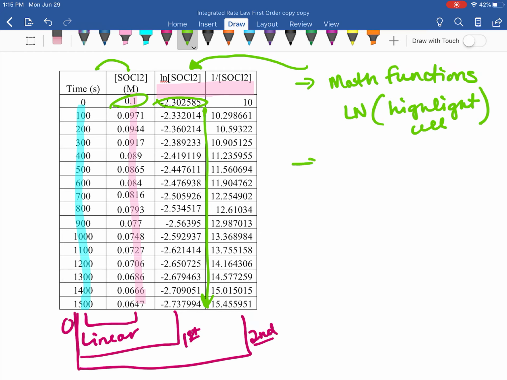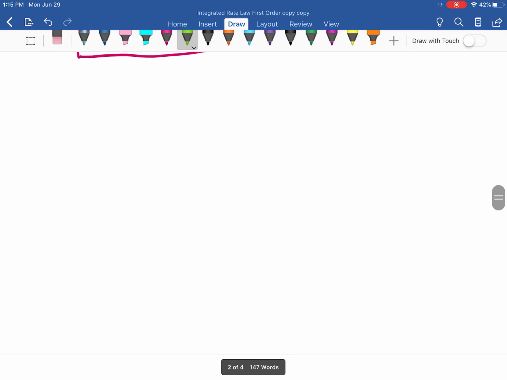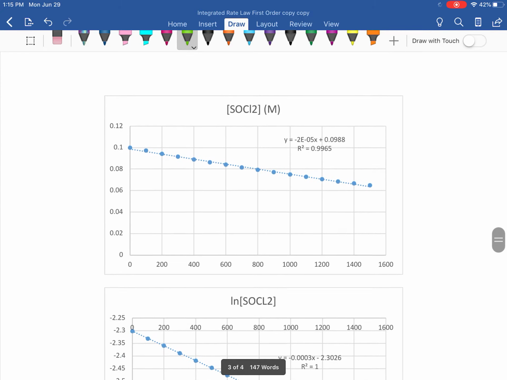And then we can do the same thing for this reciprocal. What I do for reciprocal, because it's easier, I highlight this cell, I type in equals 1 divided by, and then I highlight my concentration cell. And then do the same thing. On this cell, I put my cursor over this corner and I drag down, and now we've got that whole data set made. Okay, now let's plot. Let's plot the first one, time versus regular concentration. And let's see what that looks like.